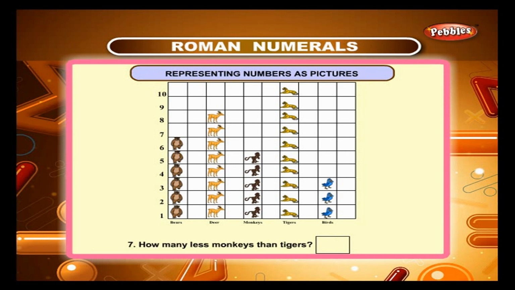7. How many less monkeys than tigers? There are 10 tigers and 5 monkeys. So there are 5 monkeys less than tigers. 8. How many more tigers than birds? There are 10 tigers and 3 birds. So there are 7 tigers more than birds.